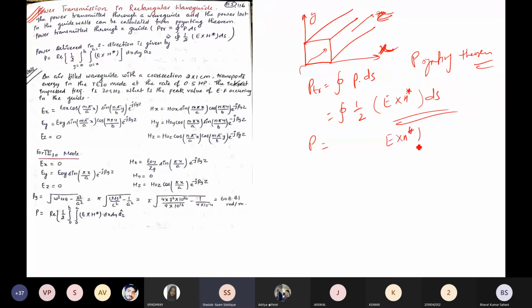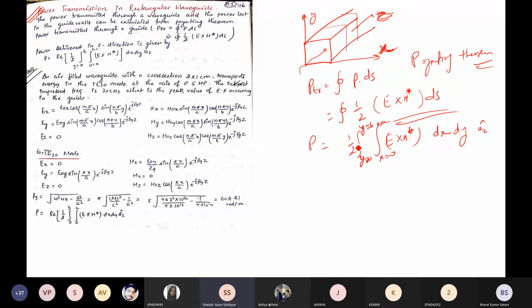We have E cross H star, and we are taking the two dimensional surface, dx and dy. We are taking the cross section of the waveguide, which will be x and y, with the wave moving in the z direction. x is going from 0 to a, and y is going from 0 to b, and the half remains as it is.